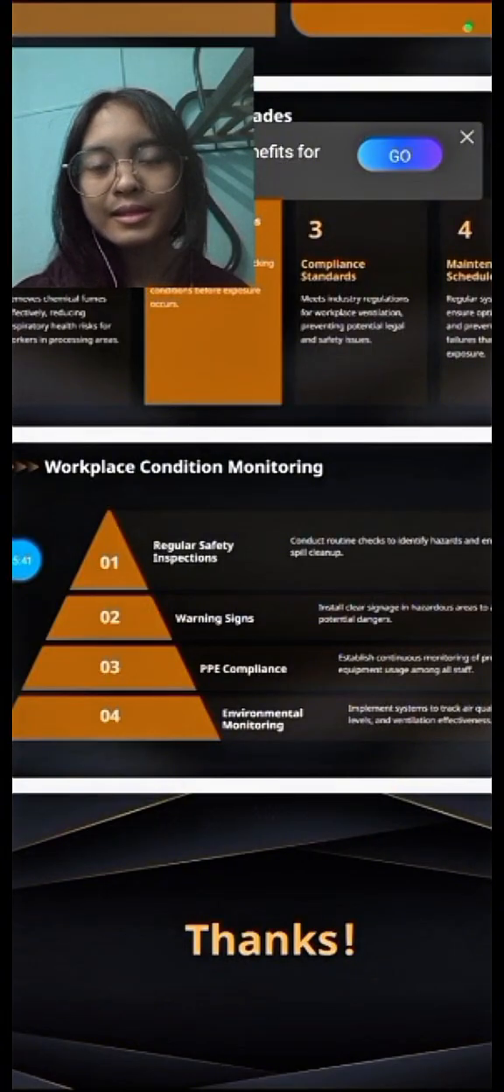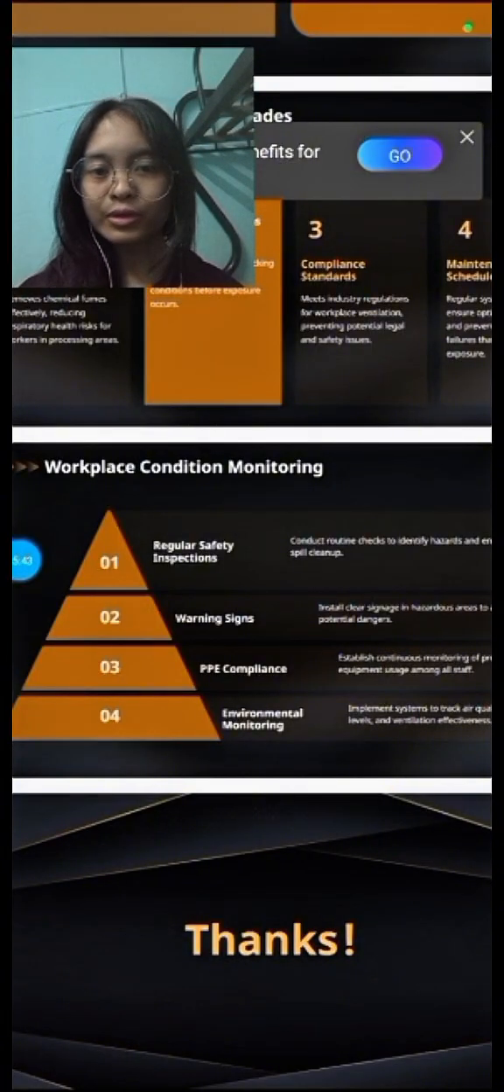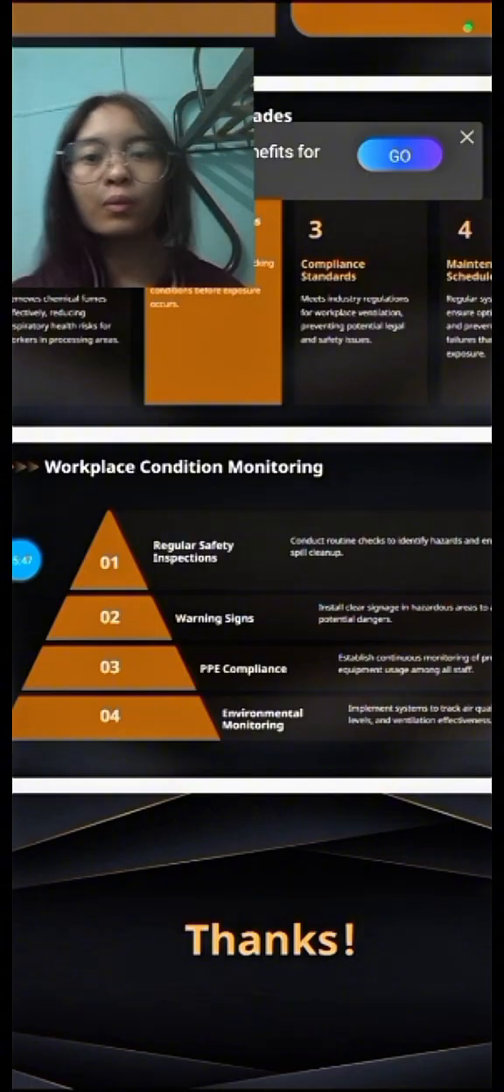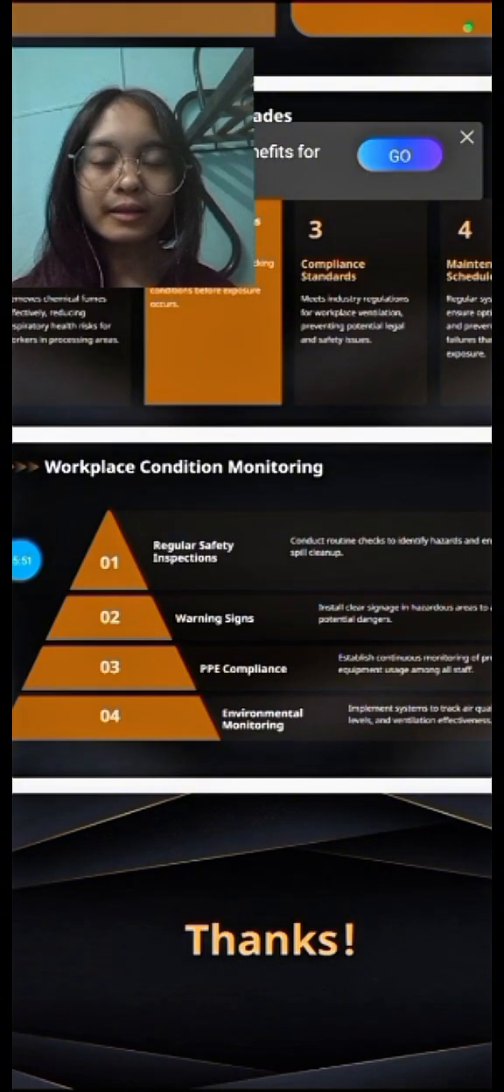For the last slide is workplace condition monitoring. Monitor conditions at the workplace.